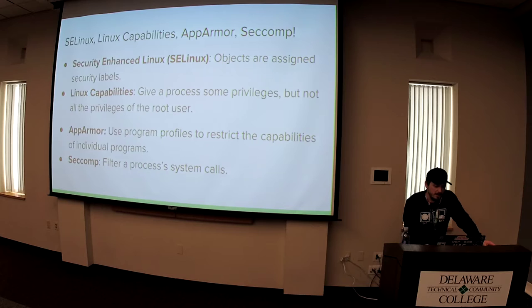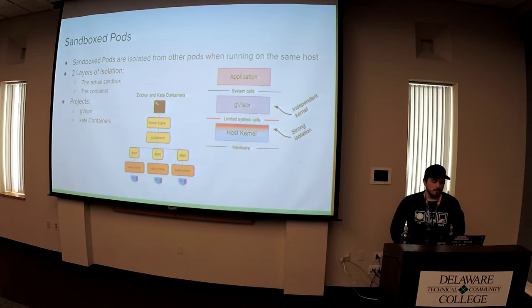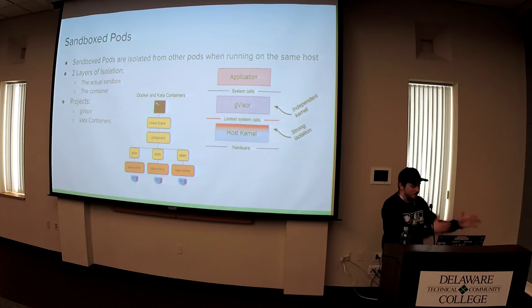This is a new topic. I just wanted to touch on it briefly. This is one that's getting pretty popular within this world. It's the idea of sandboxed pods. There are two projects out there right now. One of them is Google's gVisor and the other is called Kata Containers. It basically provides a whole other layer of isolation. So like I said before, more abstraction.